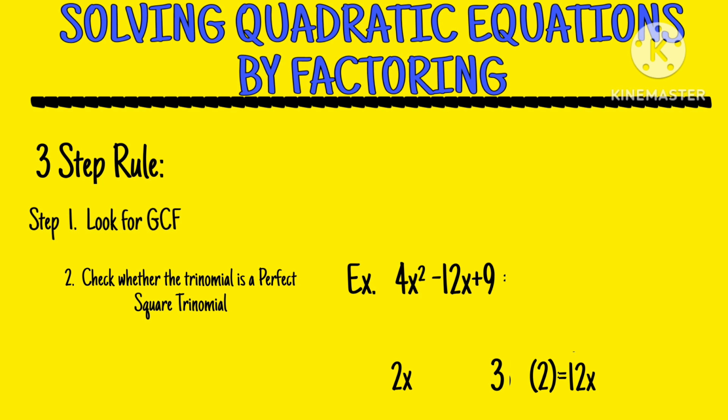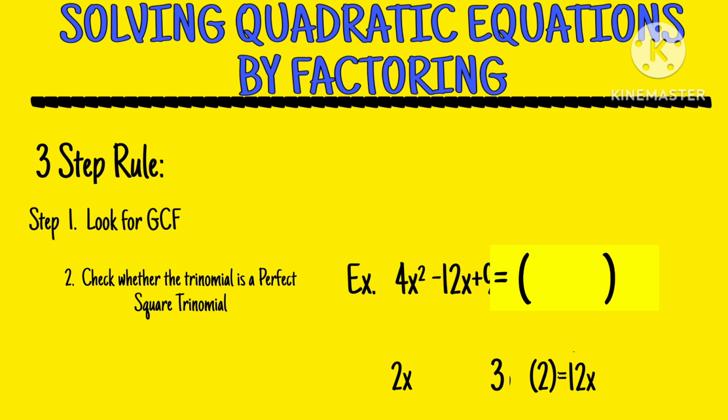Now, paano naman natin ito ipa-factor? Di ba sabi nga natin, ang perfect square trinomial ay expansion ng square of binomial. So, pag pinactor mo to, square of binomial ang labas. So, paano ipa-factor? Just take the square root of the first and the last terms.